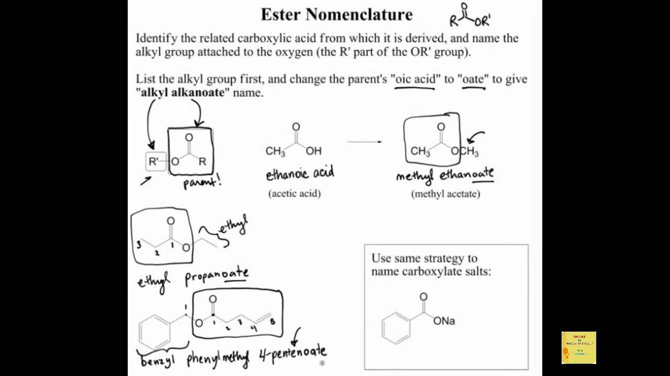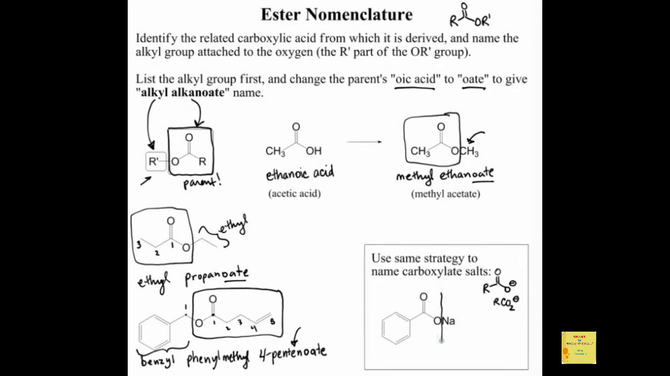Okay, and once we figure out how to name esters, it turns out we can use that same nomenclature to describe carboxylate salts. It's called a carboxylate when you have an RCO2 minus. So it's like a carboxylic acid that has lost a proton, has been deprotonated. We call it a carboxylate. And we use the exact same rules to name this.